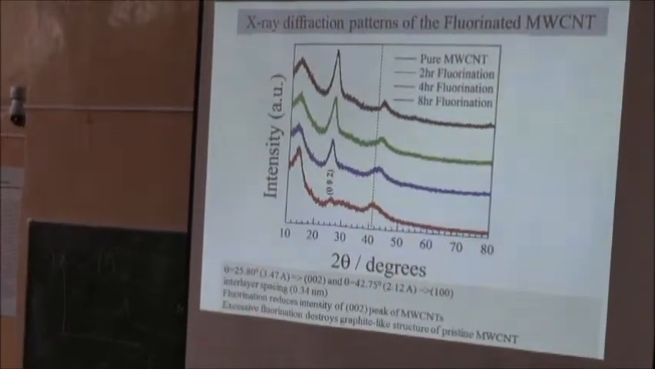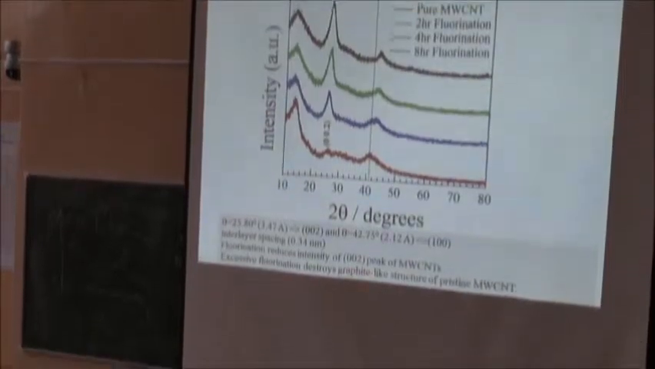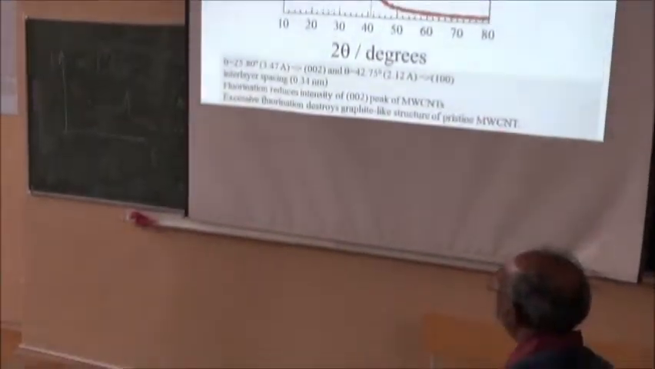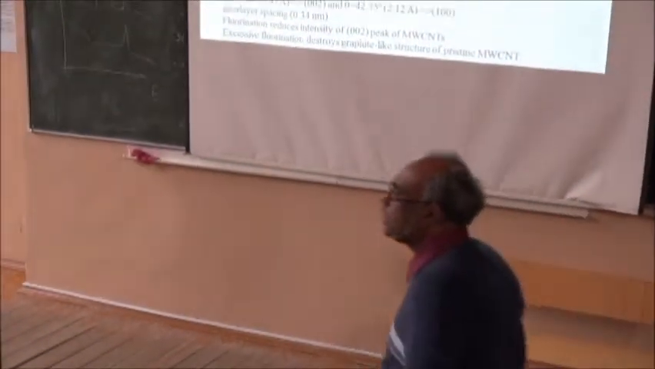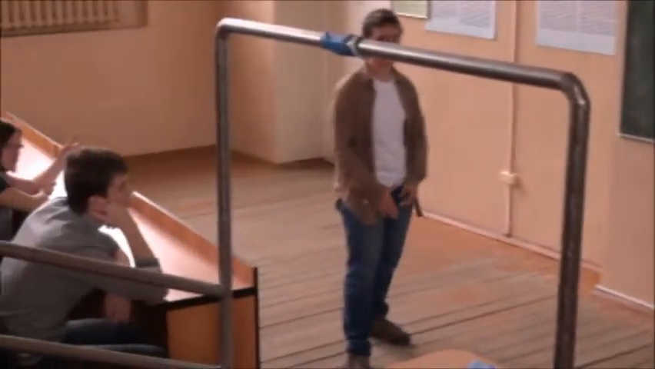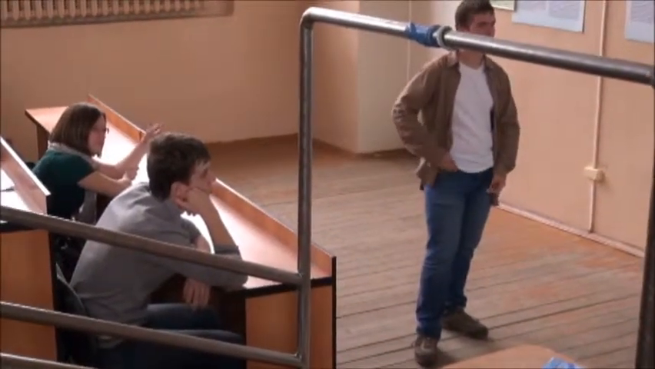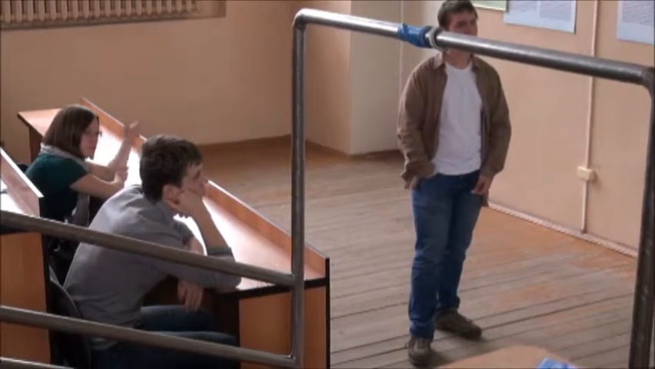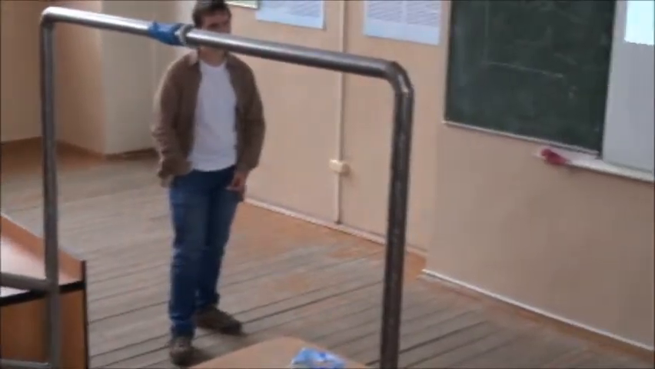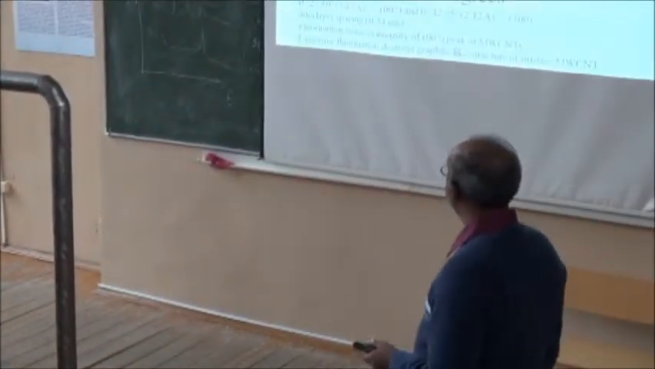So excessive fluorination destroys the graphite-like structure of the nanotubes. Inner layers or outer layers? Mostly outer layers, but inner layers are also going to be distorted.